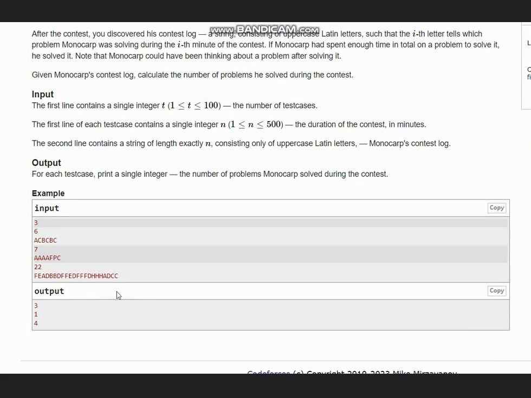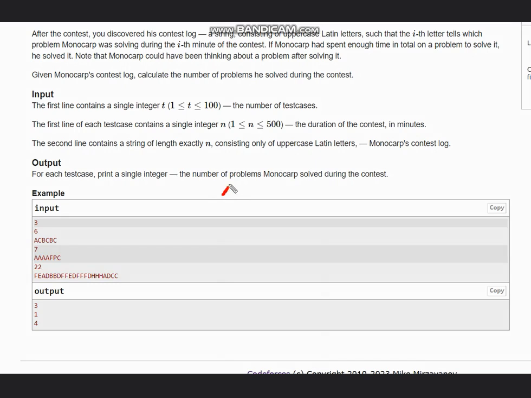So let's look at the test cases. The first test case is ACBCBC, and you have 6 minutes. So it takes 3 problems for him. For AFBC, only one problem is solved. And in case of this string, only 4 problems are solved. So let's first analyze how the result is coming.